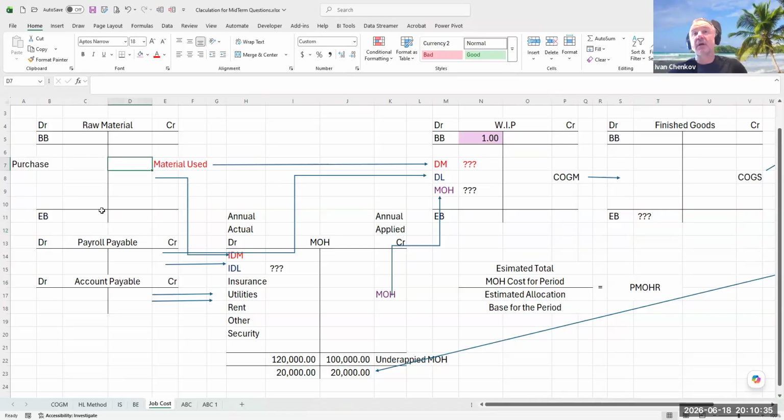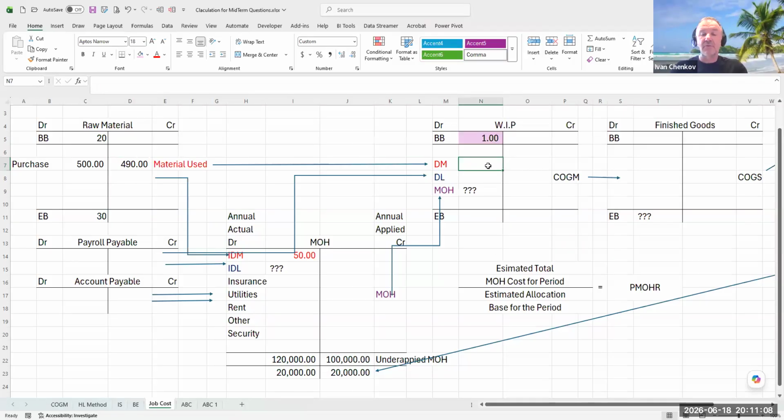Of course, you're going to have all the other information. What information you may have? You may have the beginning balance, and then the purchases, and again, you're going to have the ending balance, which is 30. So then how much material did you use? Obviously, 20 plus 500 minus 30, you're going to get 490. Out of those, indirect materials are 50. How much is the direct material? Well, obviously it will be 490, which I used, minus the 50, which is indirect material. Direct material is 440.